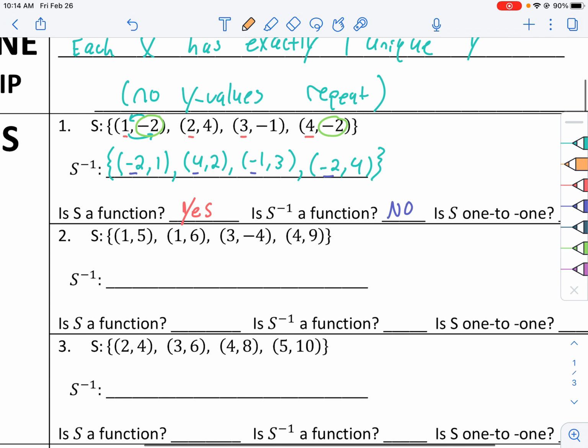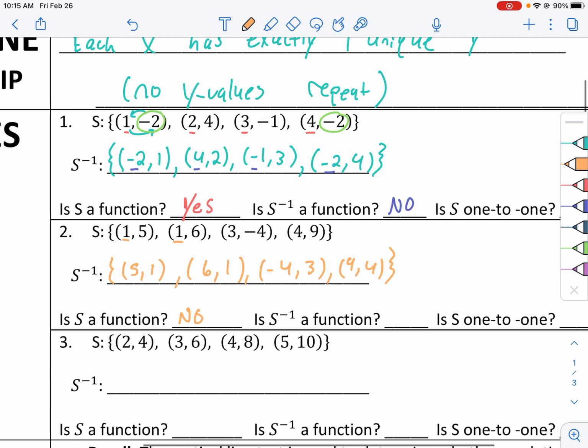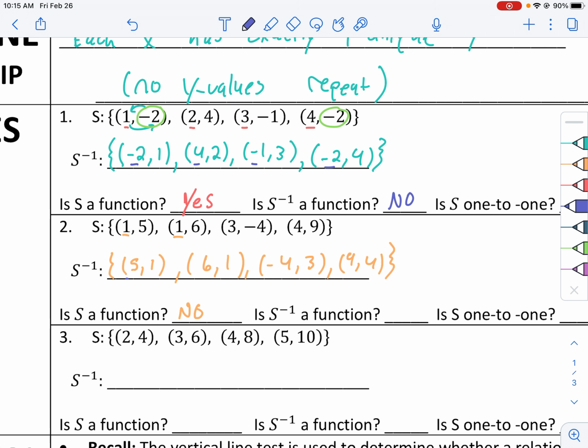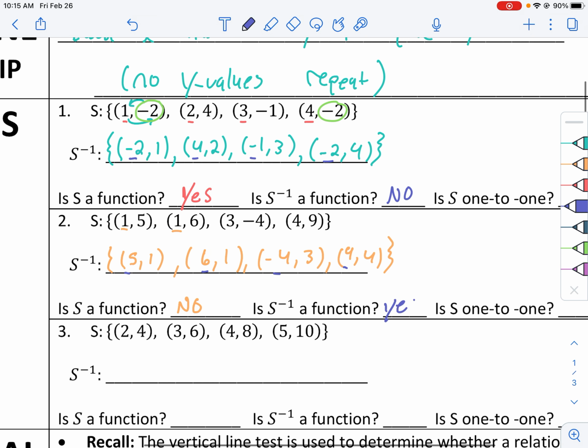Let's take a look at number 2. So if we're rewriting this, again, we just swap the x's and the y's. So this is going to be 5, 1. The next one will be 6, 1. The third one will be negative 4, 3. And then the last term would be 9, 4. Is S a function? Well, the 1's repeat in the first term, so no, this is not a function. Is the inverse of S a function? We have 5, 6, negative 4, and positive 9. So yes, the inverse is a function.